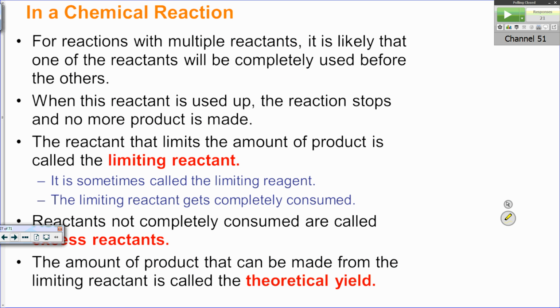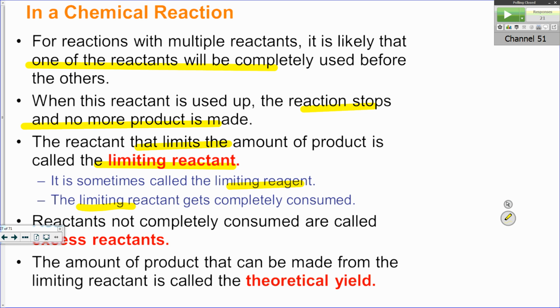Whenever we have multiple reactants in a reaction, typically you're going to have one species that's going to be consumed before anything else. Once that reactant's used up, the reaction is going to stop because there's no more product that can be made. So this reactant that limits the amount of product is the one we call the limiting reactant. And again, we sometimes call it limiting reagent.